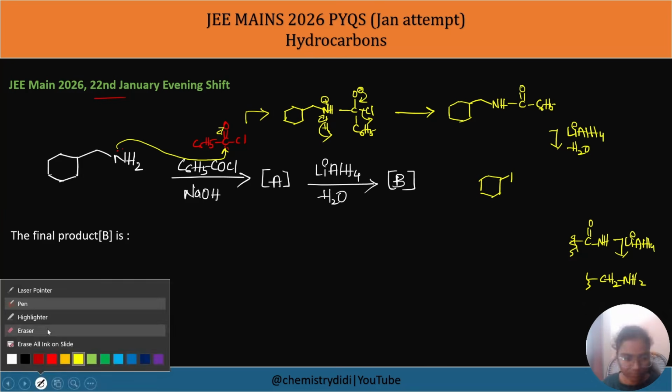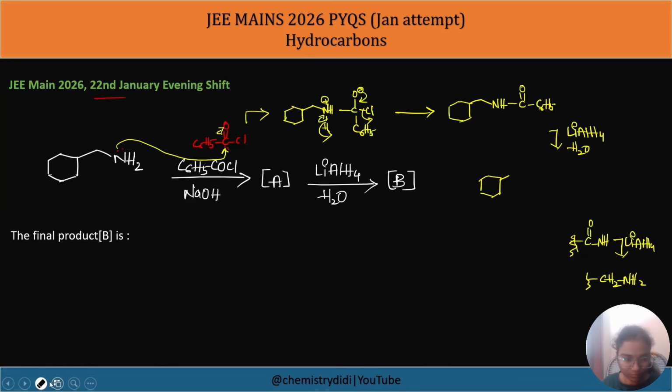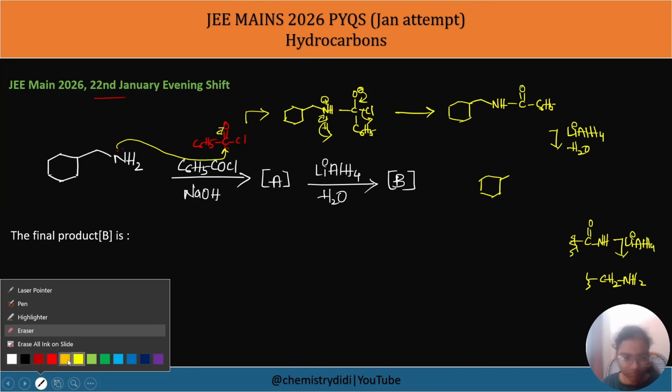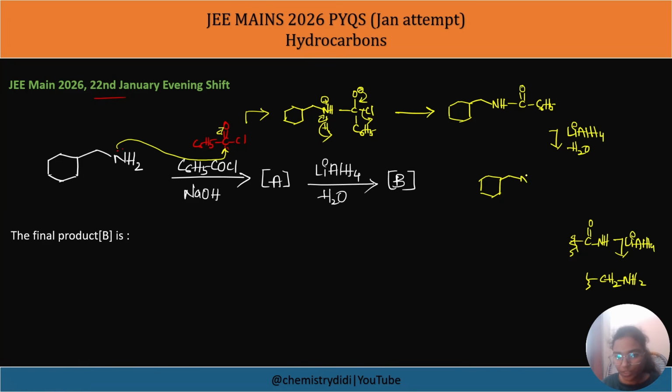Here it will be NHCH2C6H5. Okay, so I hope you have understood this question. You can also write this one as NHCH2. Anyway it is a benzene ring itself, so you can write this also. This benzene ring is a bit weird, right? But yeah, I hope you have understood this is a benzene ring.